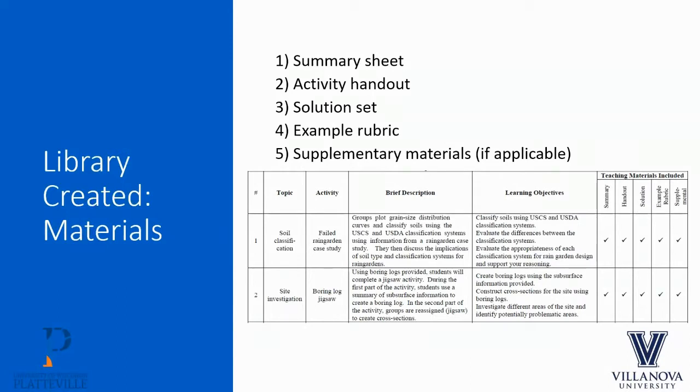In the front matter of the library, there is a file describing the contents of the library, including a summary table of activities. So a portion of that summary table is shown here. This table includes a brief description of the activity and the learning objectives and the associated teaching materials, so you can quickly find something that fits with your course.